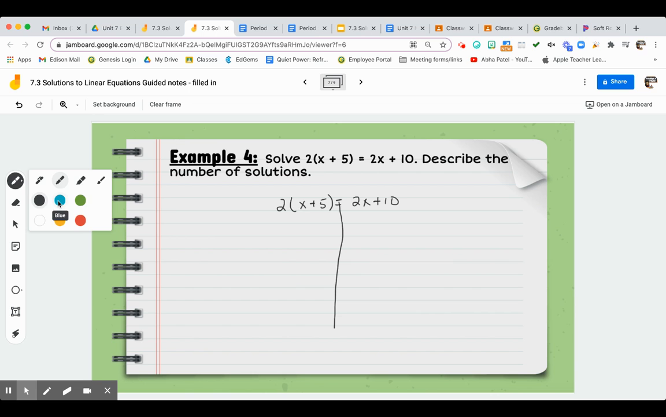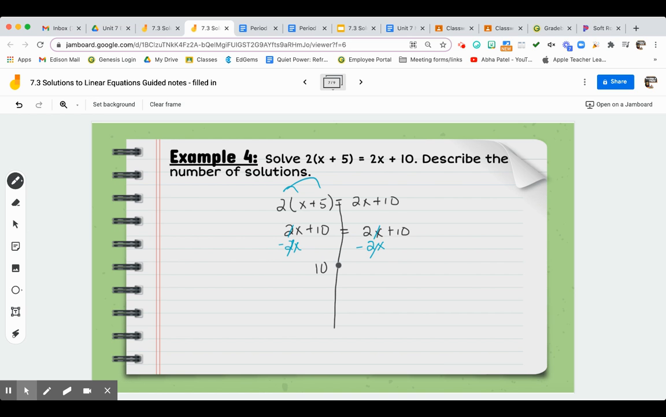Jamboard needs a line tool. So in this one, there's distribution, so we have to do the distributive property. So you're going to get 2x plus 10 is equal to 2x plus 10. If you look at it, the variable terms are there, and they're the same, so they're going to get eliminated, both of them.